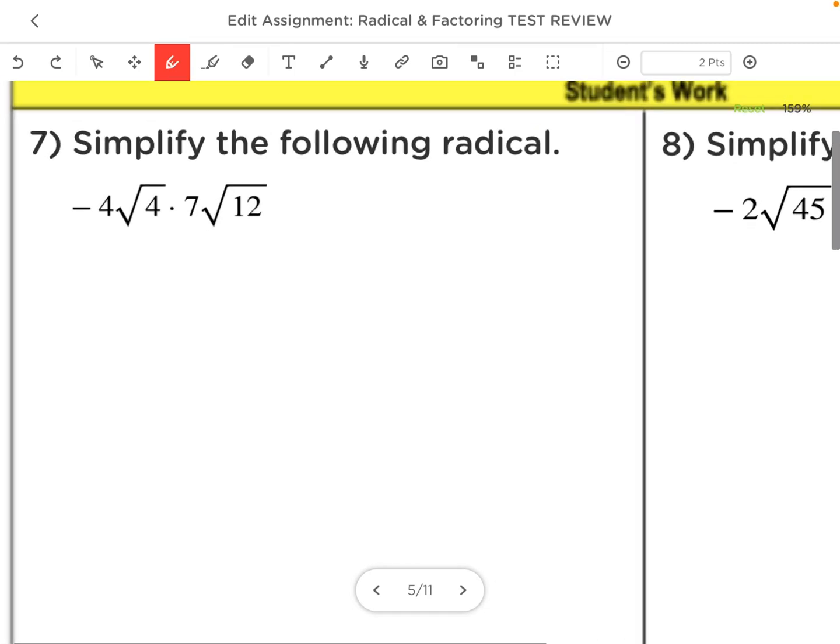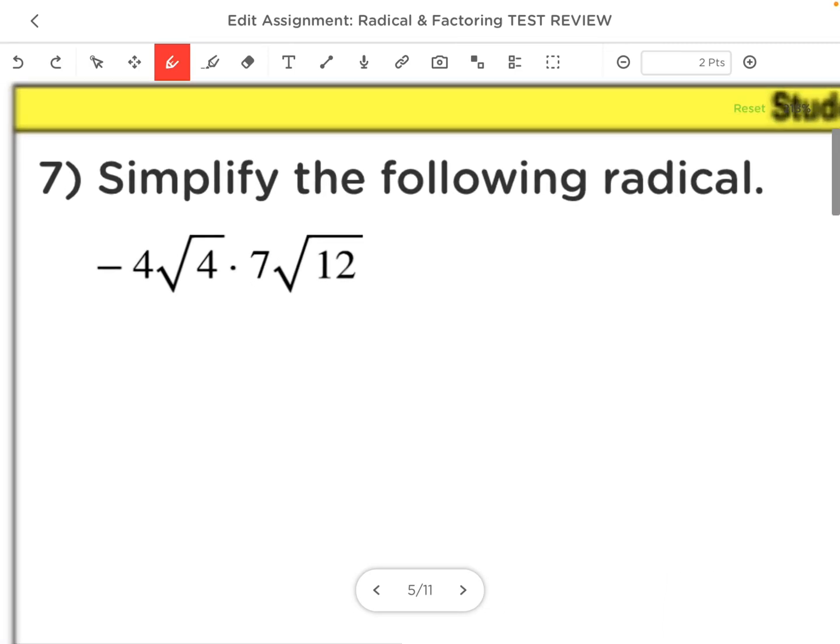Problem number 7, we want to multiply these. And so one thing we could do is multiply the 4 and the 12 because they're both inside, and multiply the things on the outside. But you may recognize that this, of course, is a perfect square. So I think the easiest thing to do in starting off is bring down our negative 4.